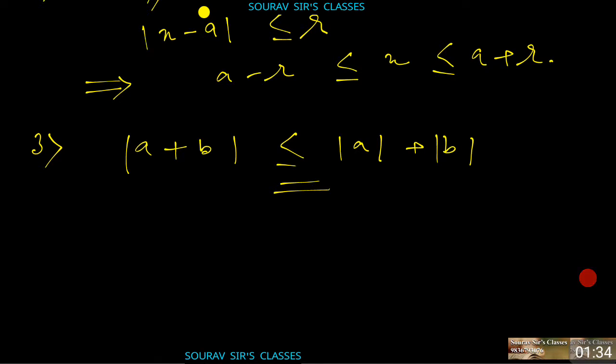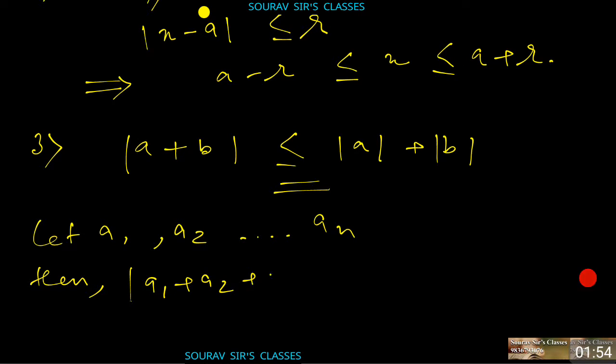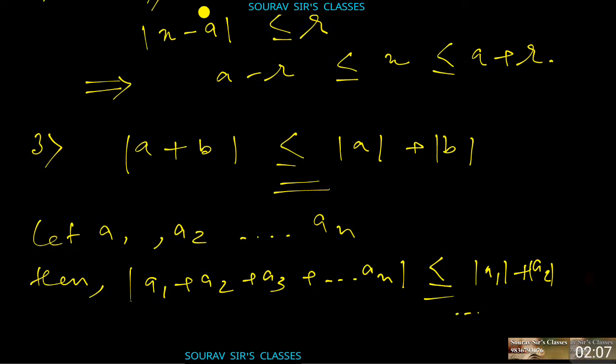We have moreover a general form of this inequality for n numbers. Let a1, a2 till an be numbers, then the following inequality is satisfied. Mod of a1 plus a2 plus a3 till an is always, students mind it, less than or equal to mod of a1 plus mod of a2 till mod of an.